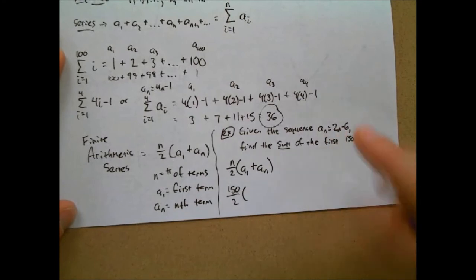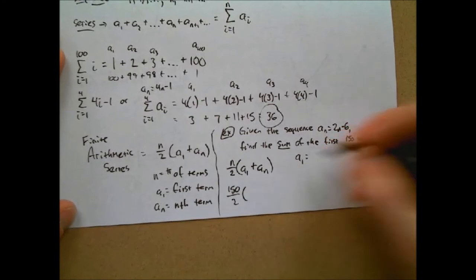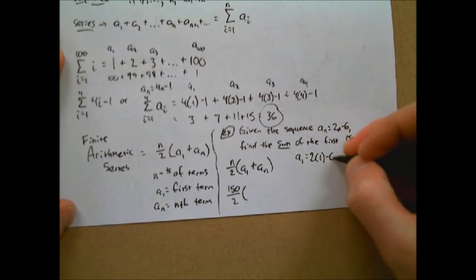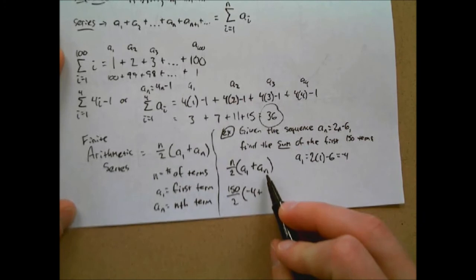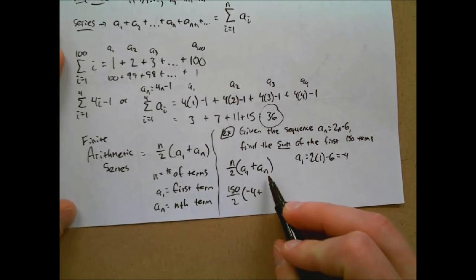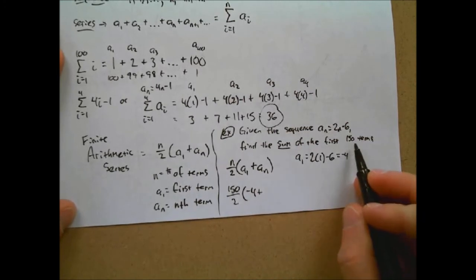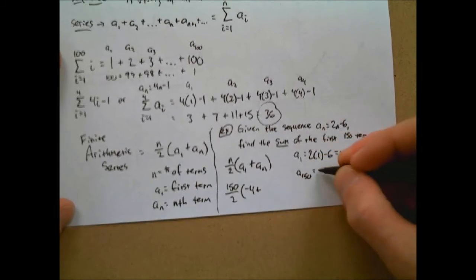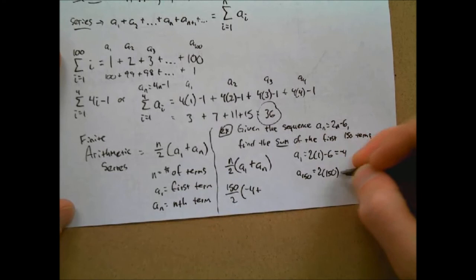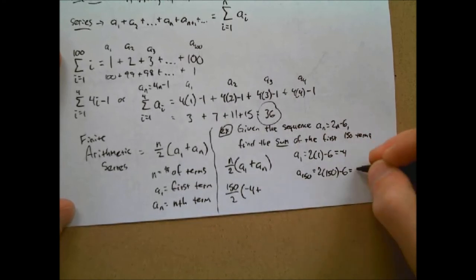So a sub 1 equals 2 times 1 minus 6, so negative 4. Negative 4 is our first term. And what is the last term we're going to add up here? The 150th term. So we find the 150th term by doing 2 times 150 minus 6. That's 300 minus 6, or 294.